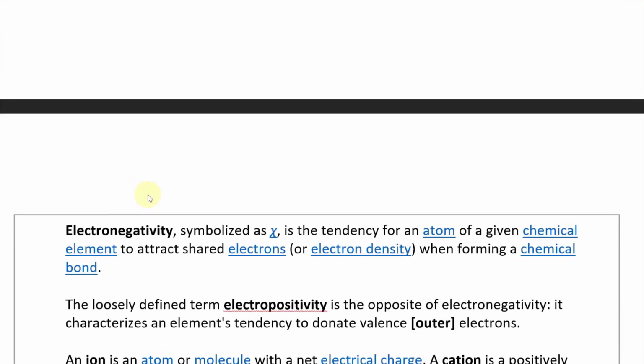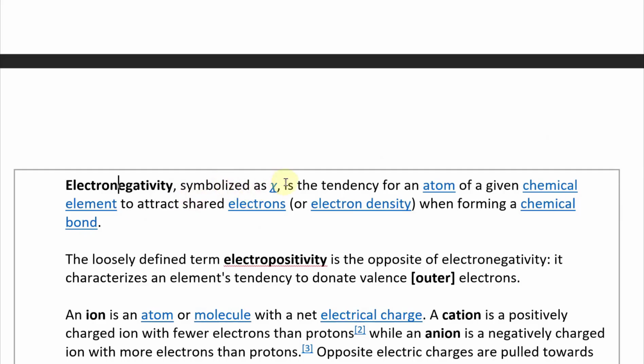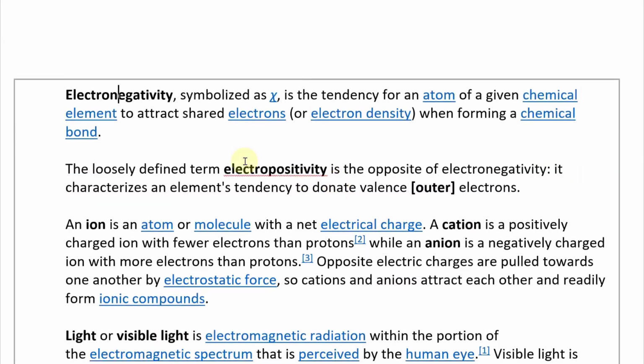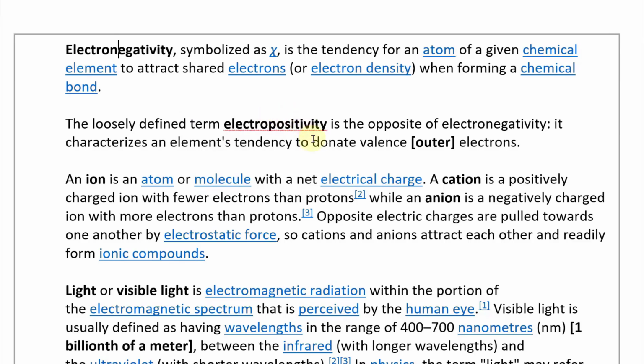Anyways, let's continue further. So another term that was involved is electronegativity, and this is symbolized as this X. It is the tendency of an atom of a given chemical element to attract shared electrons or electron density when forming a chemical bond. And likewise, a loosely defined term, electropositivity, is the opposite of electronegativity. It characterizes an element's tendency to donate valence or outer electrons.